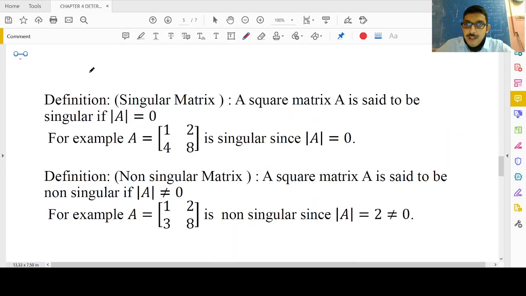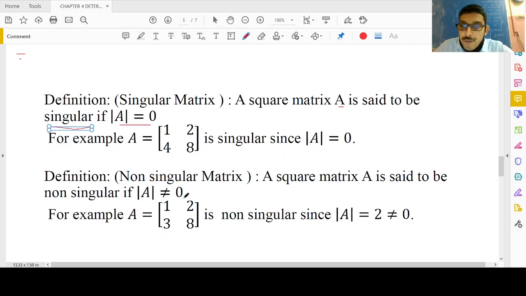Now we can define two types of matrices using their determinant. These are singular matrix and non-singular matrix. A square matrix A is said to be singular if determinant of A equals 0. For example, if A equals matrix 1, 2, 4, 8, here we can see that the determinant is 0. So this is a singular matrix.